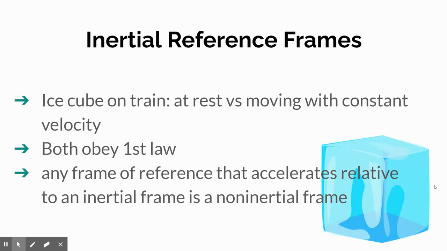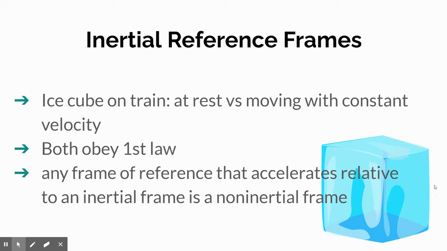Now, an inertial reference frame is important. Proper frames of reference are important because they must also obey the first law. So your reference frame has to obey the first law too. Somebody who's in a train watching an ice cube will see that ice cube as being at rest. Yet someone outside the train would see the ice cube as moving with a constant velocity. Well, both of those things obey the first law, being at rest and having a constant velocity.